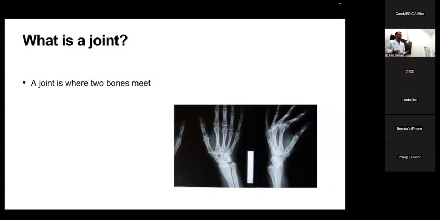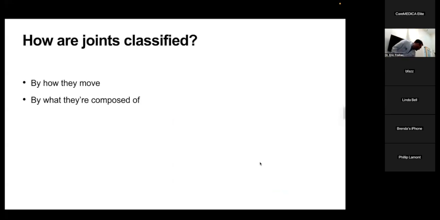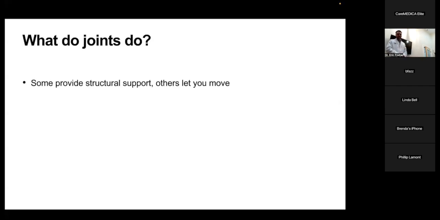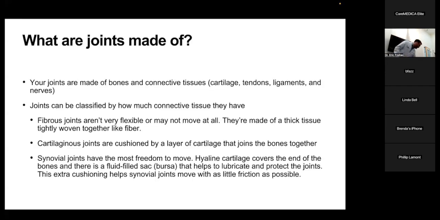A joint is essentially where two bones meet. It's as simple as that. Very, very straightforward. And then we get to this next screen. How are joints classified? Ultimately it's by how they move and what they're composed of. It starts out very easy and gets a little bit more involved in the next few slides. Some joints provide structural support, others let you move. Again, very basic to start. We're just going over definitions at this point.